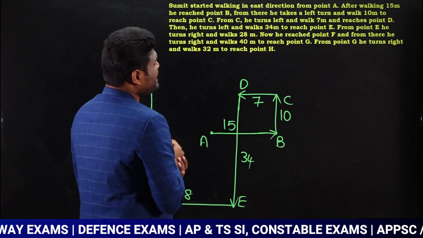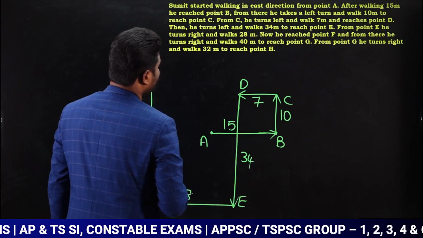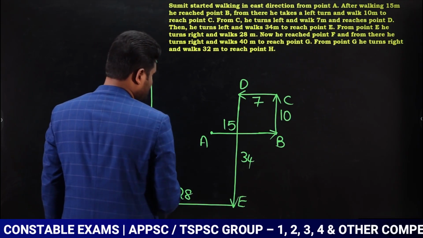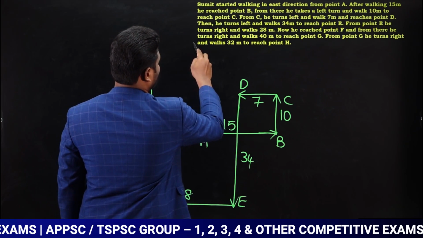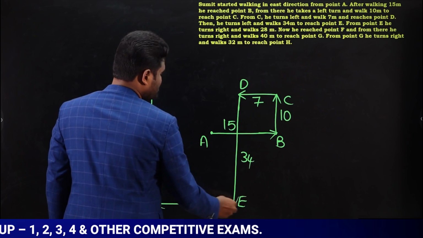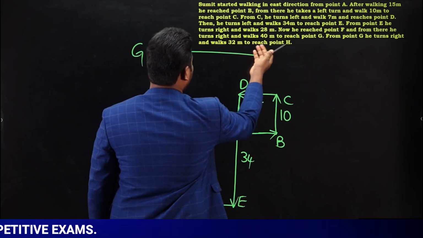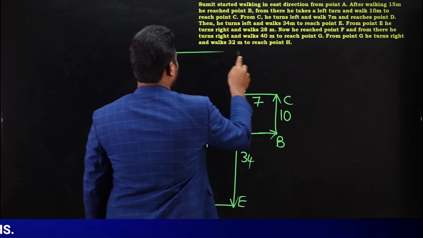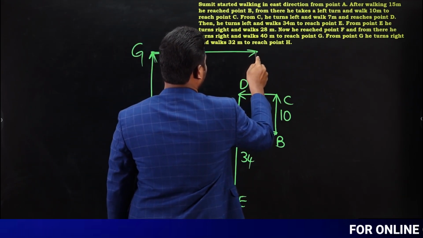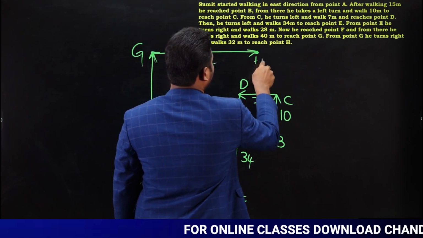Next, from G he turns right and walks 32 meters to reach point H. Now this is already 28, so 32 meters means now somewhere around here. So he is going to turn right and walk 32 meters to reach point H.